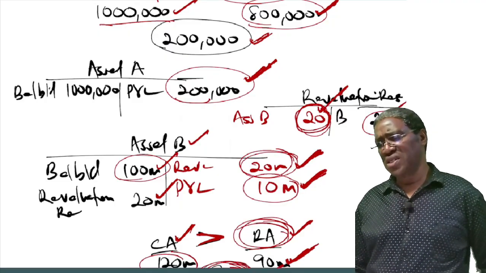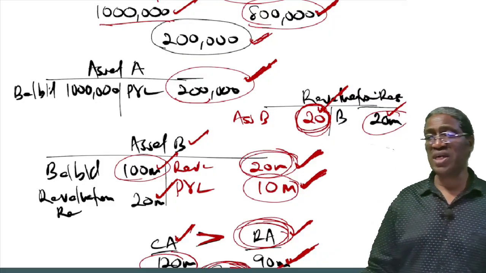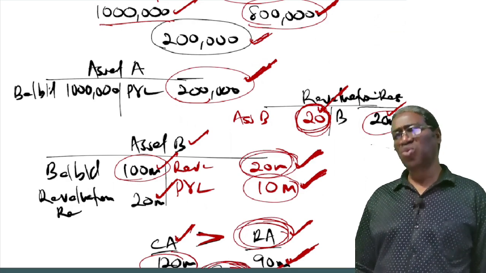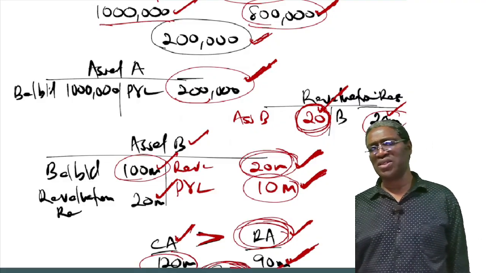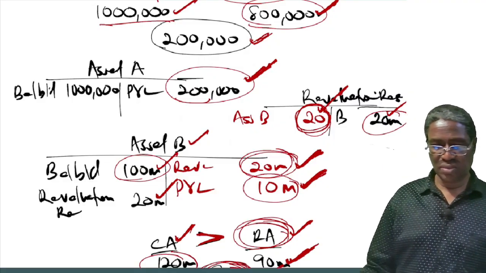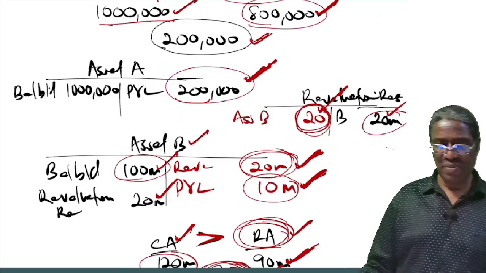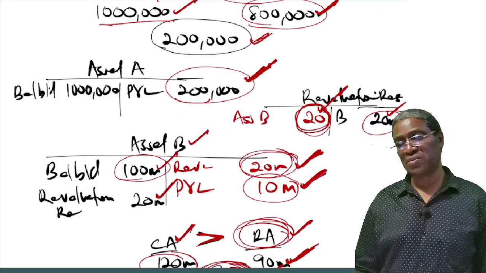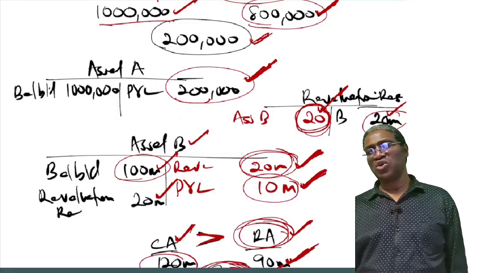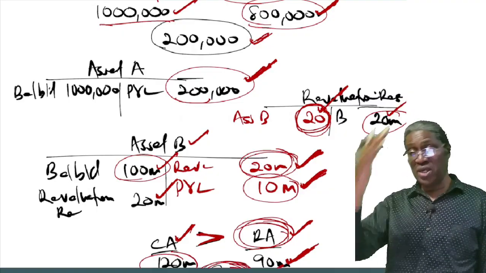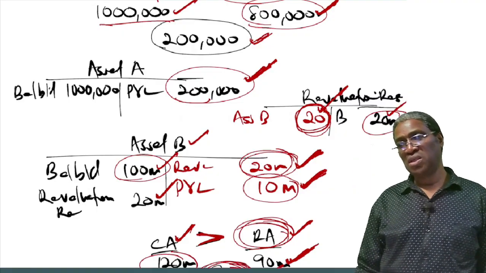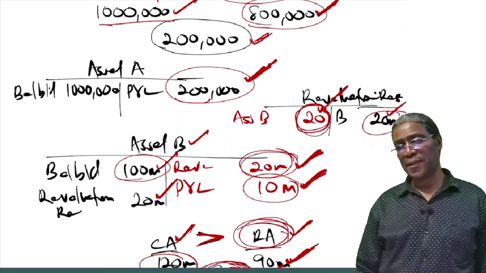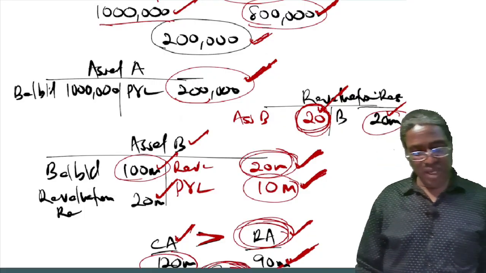The carrying amount of an asset is the amount at which the asset appears in the books of accounts. Another paragraph.